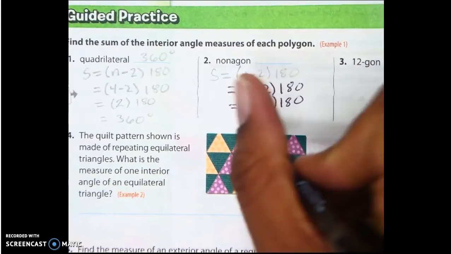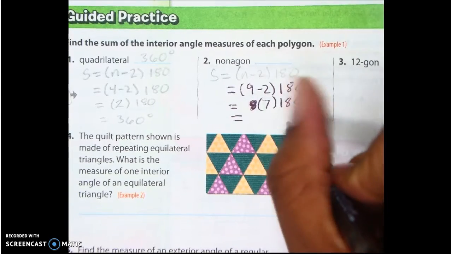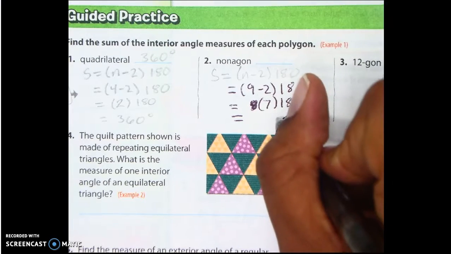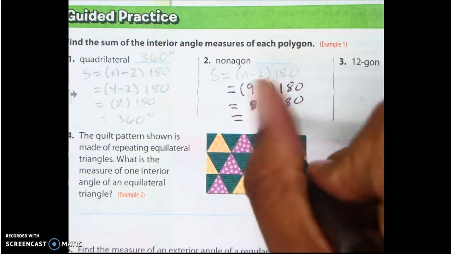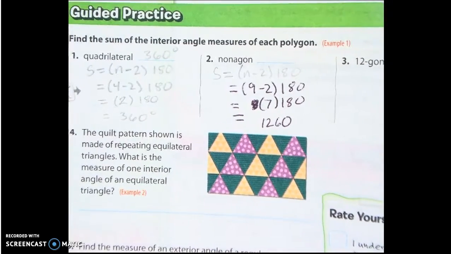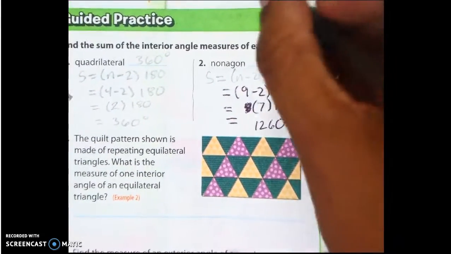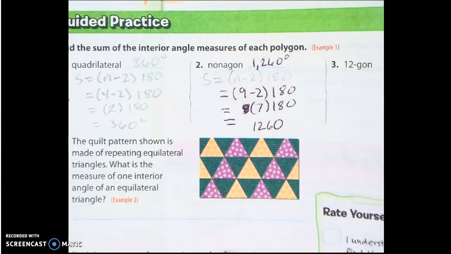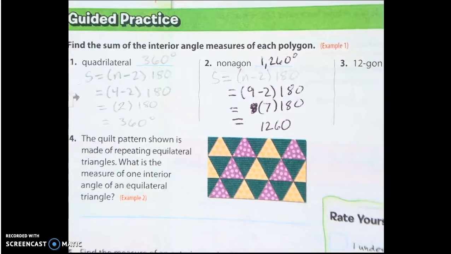And there, I'm going to go ahead and multiply that out. And so that gives me what? 1,260. So it's 1,260 degrees for the interior angles there.